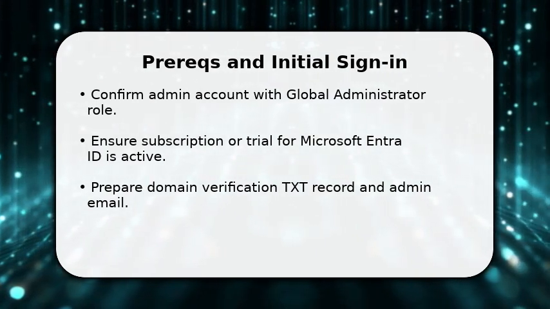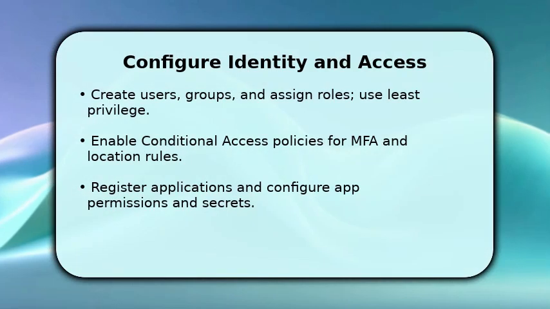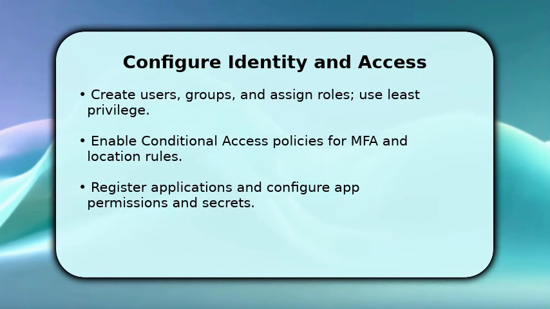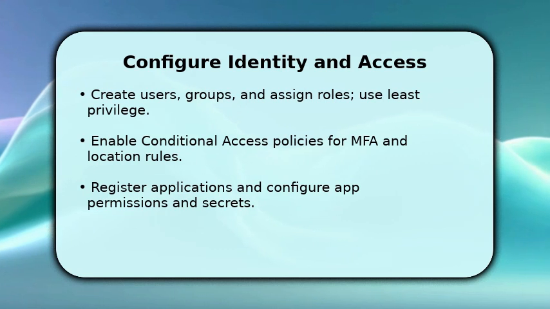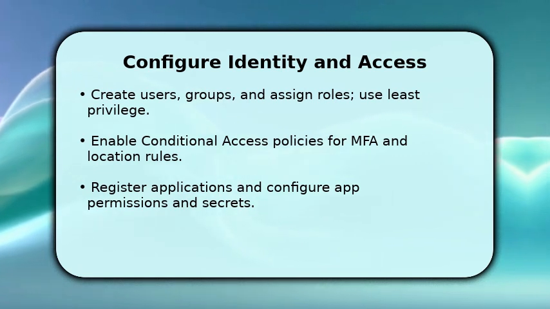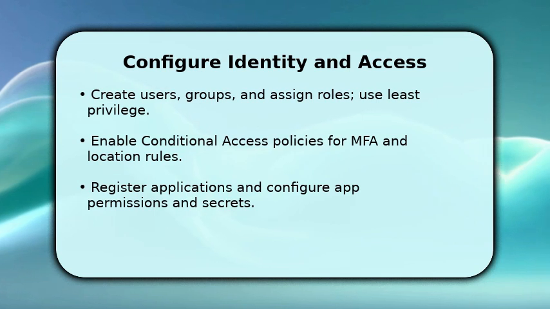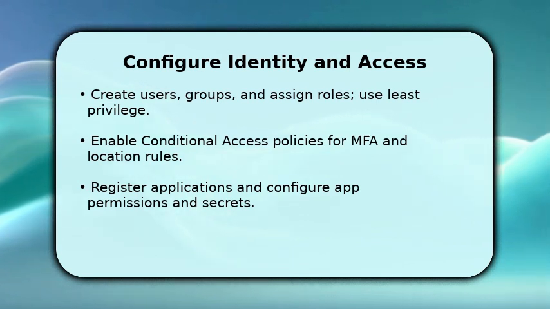You now build identity and access control. Create users and group structures that reflect your org and assign roles following least privilege. Once groups exist, register applications that need Entra authentication, configure permissions and secrets or certificates, and grant admin consent where required.